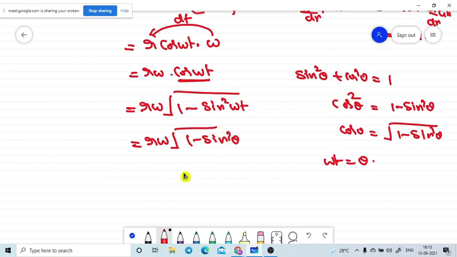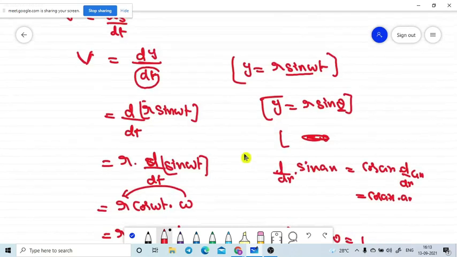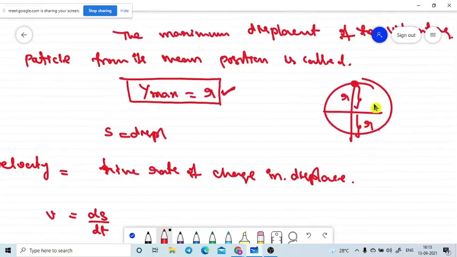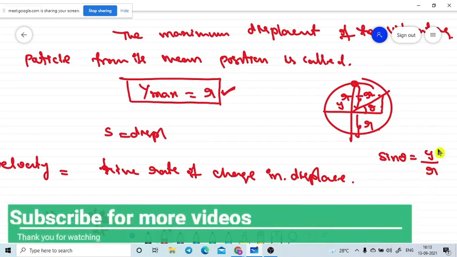So what is sin theta equal to? Please look at this diagram. This is the angle theta, where the radius is R. Sin theta is equal to the opposite side, the displacement of the particle y, divided by the hypotenuse R. So sin theta is y by R.